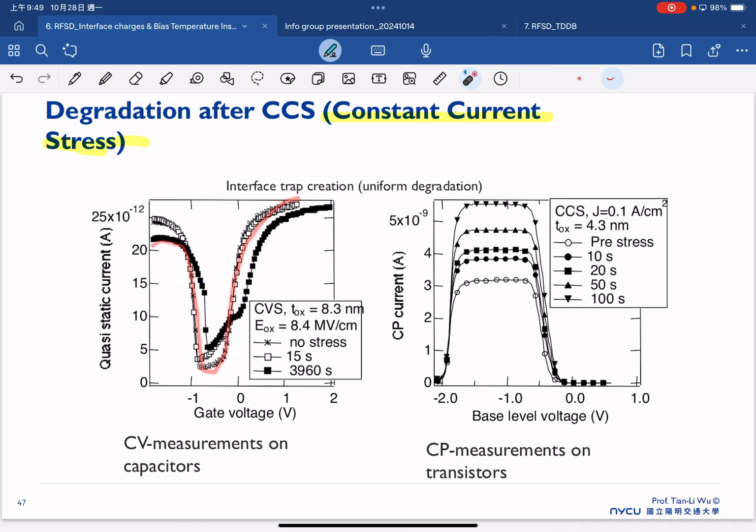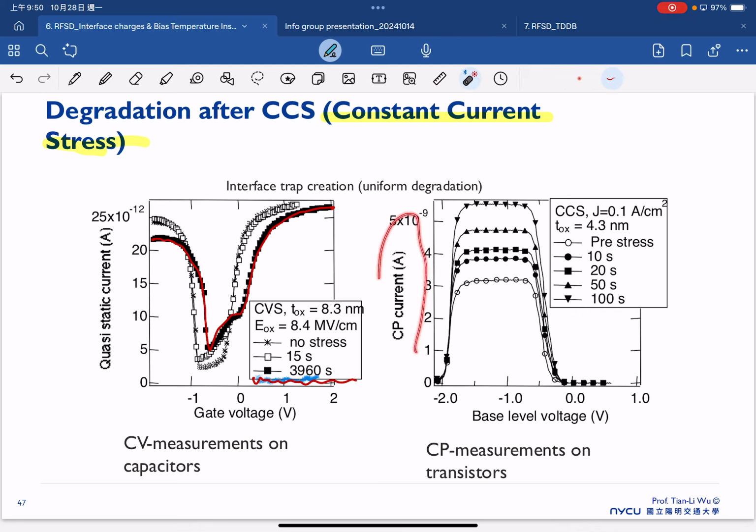This is no stress. And then once we stress, after around 4,000 seconds, we can see the CV curve is changed. So this change means we start to see the impact come from the interface trap here. And these things can also be seen in our charge pumping measurement.